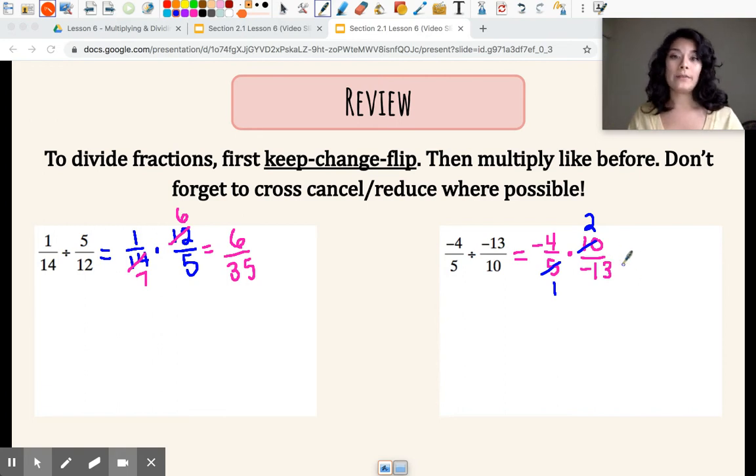And now that everything's cross-canceled and reduced, I can simply multiply. -4 times 2 gives me -8. 1 times -13 gives me -13. Lastly, the two negatives will actually cancel out and I'll get a positive. Okay, let's take a look at some equations now.